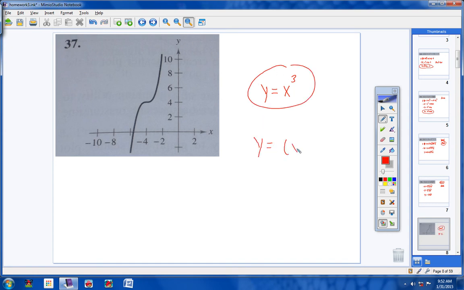You would have x plus 4 because it was a shift to the left. So you use the opposite sign, and it goes directly to the x. It had a vertical shift going upward of 4, so you put a plus 4 here, and that's it. You gotta memorize these, guys. You gotta know this stuff.